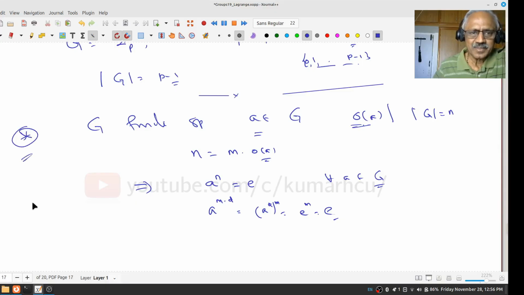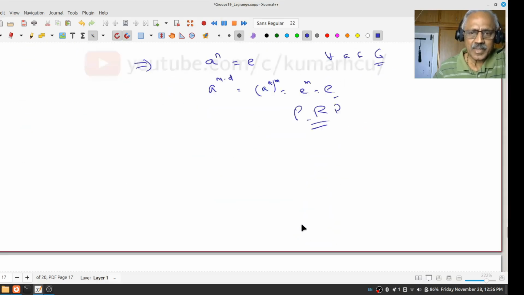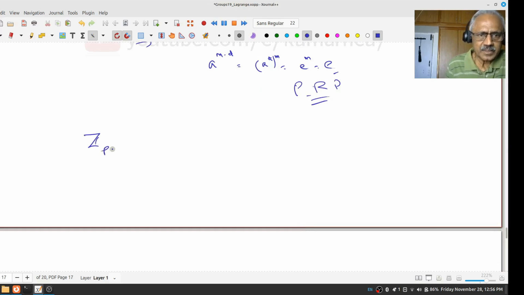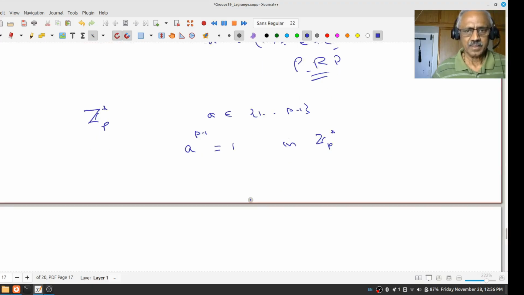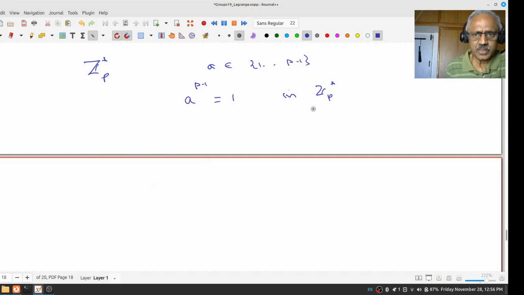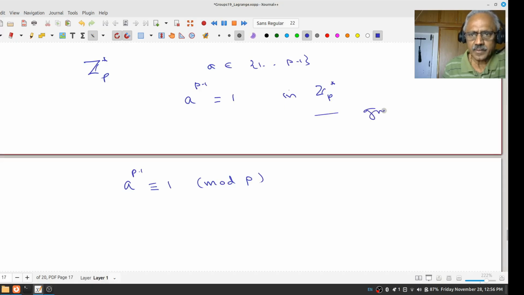Pause, review, proceed. Now come back to the earlier example. So I have Z P star. Take A to be any one of the elements 1 to P minus 1, then A to the power P minus 1 must be 1 in Z P star as group elements. But in terms of number theory, what does it mean? When two elements are equal, they are congruent modulo P. A to the power P minus 1 is congruent to 1 mod P. This is in group theory, and this is in number theory.